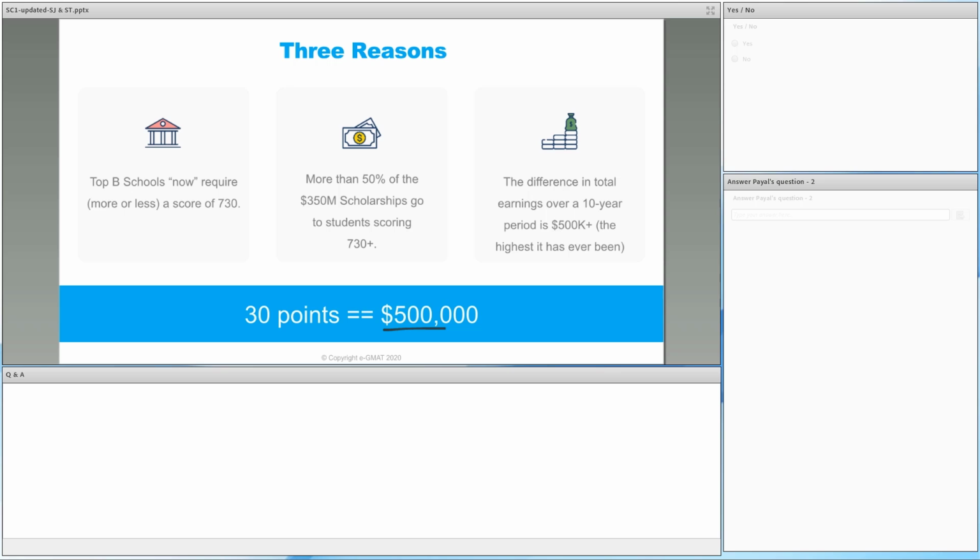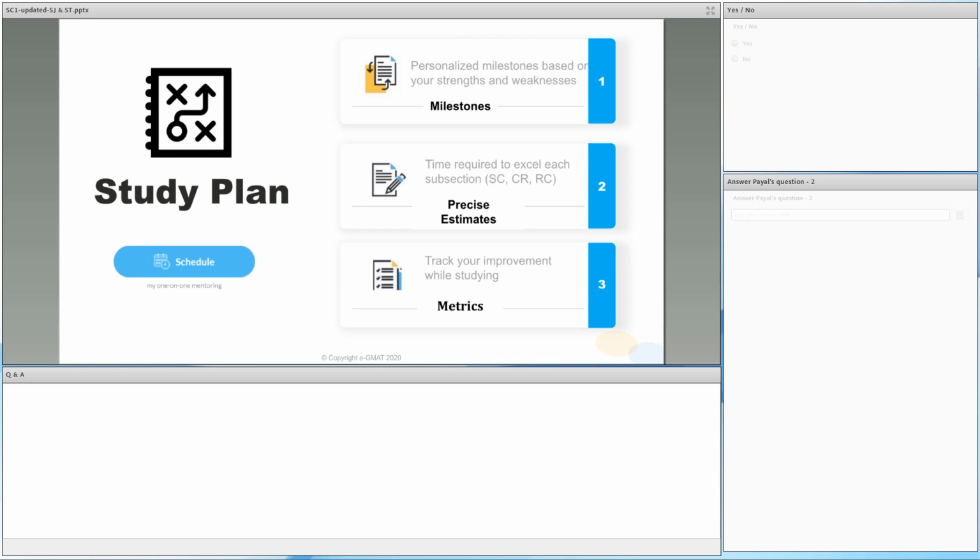So that is the reason why you should always try to get to that high GMAT score, to get to that score of 730 or higher, and not settle for a score, let's say, a 700 or a 710, right? So to do that, first things first, you need a very good study plan at your end. Otherwise, you might be shooting in the dark, right?